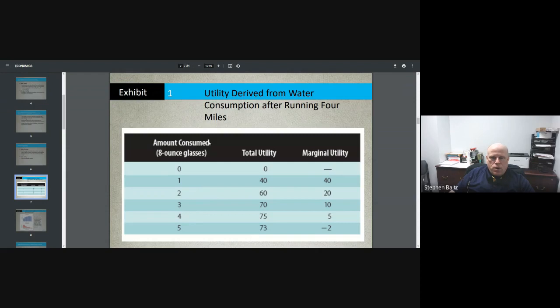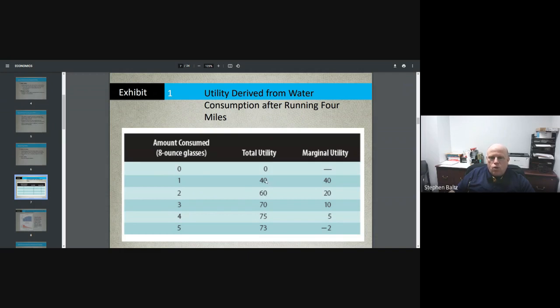That's this Exhibit 1, which is also in your book. What they're showing you here is the utility table for water consumption. And you'll notice from the very beginning, right after that first glass of water is consumed, the total utility increases, but at a decreasing rate.